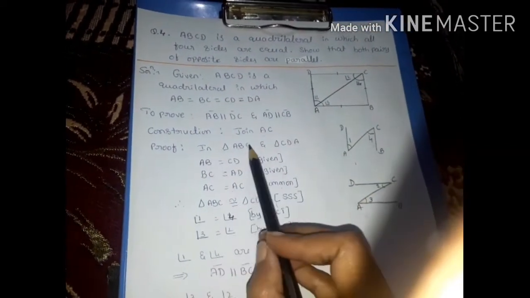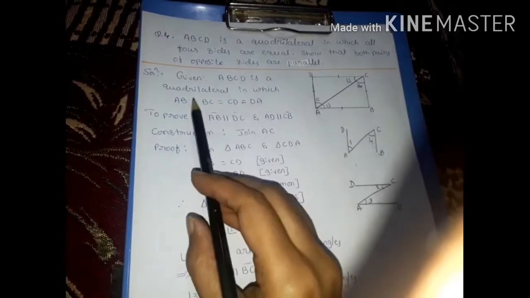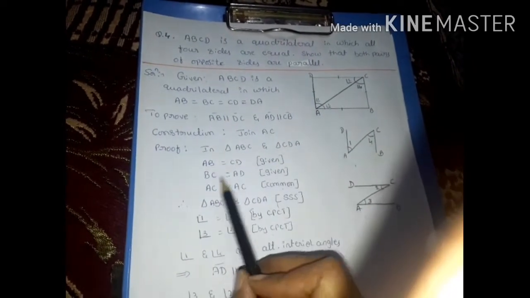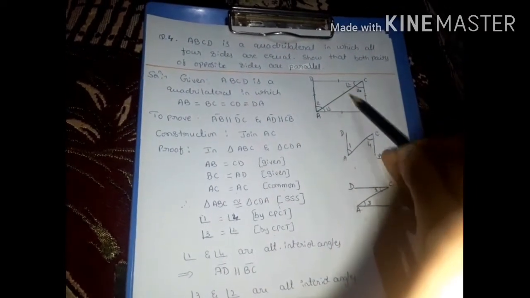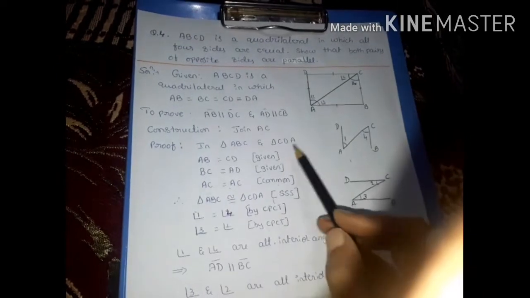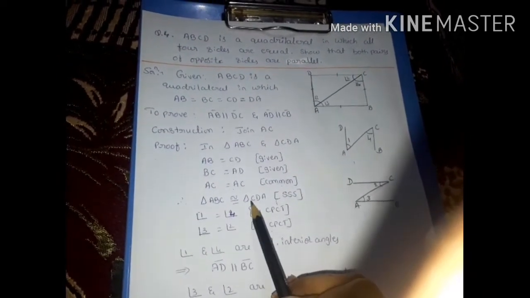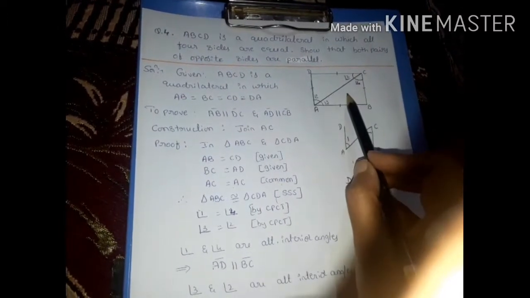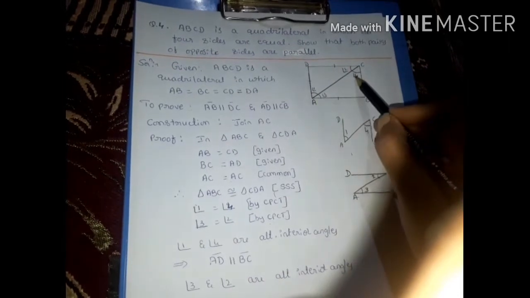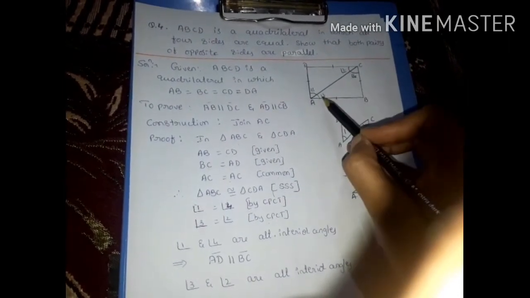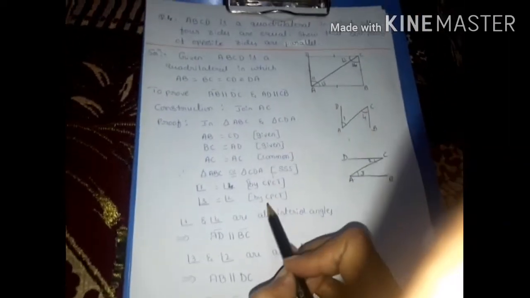So here in triangles ABC and CDA, AB equal to CD, given. BC equal to AD, that is also given, and AC is common for both the triangles. From the SSS condition, these two triangles are congruent. After showing these two triangles are congruent, the corresponding part for angle 1 is angle 4, and for angle 3 the corresponding part is angle 2. These two are equal by CPCT.